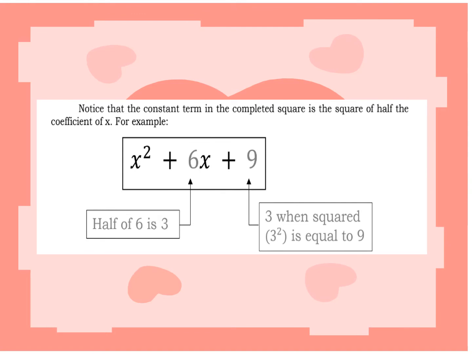Notice that the constant term in the completed square is the square of half of the coefficient of x. So for example, ang given natin is x squared plus 6x. Ang b natin is 6. Consider wala po itong constant natin. So, half of 6, that is 3. And then 3, when squared, that is 3 squared is equal to 9. So, yun po yung i-add dito to make this given expression a perfect square trinomial.